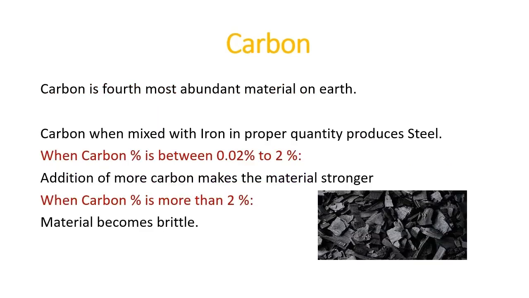The second most important component used to make steel is obviously carbon. Carbon is also the fourth most abundant material on Earth. When carbon is mixed with iron in proper quantity, it makes steel, and it is the carbon that makes the steel stronger. Iron is basically a soft material, so when carbon is added to it, it becomes steel, and its mechanical strength increases.